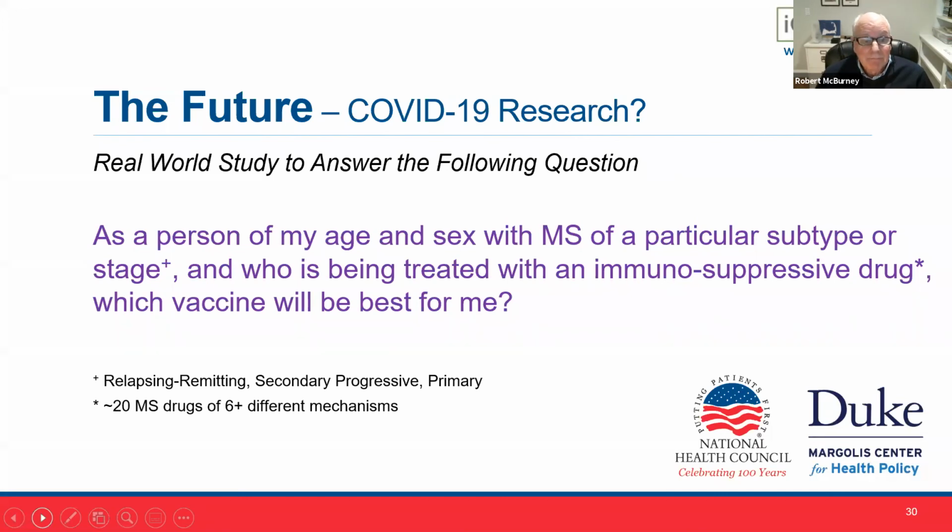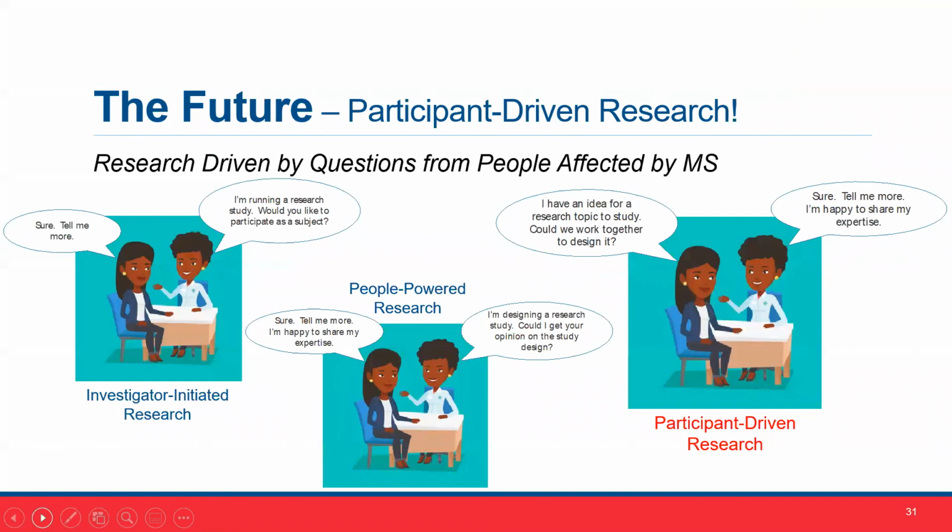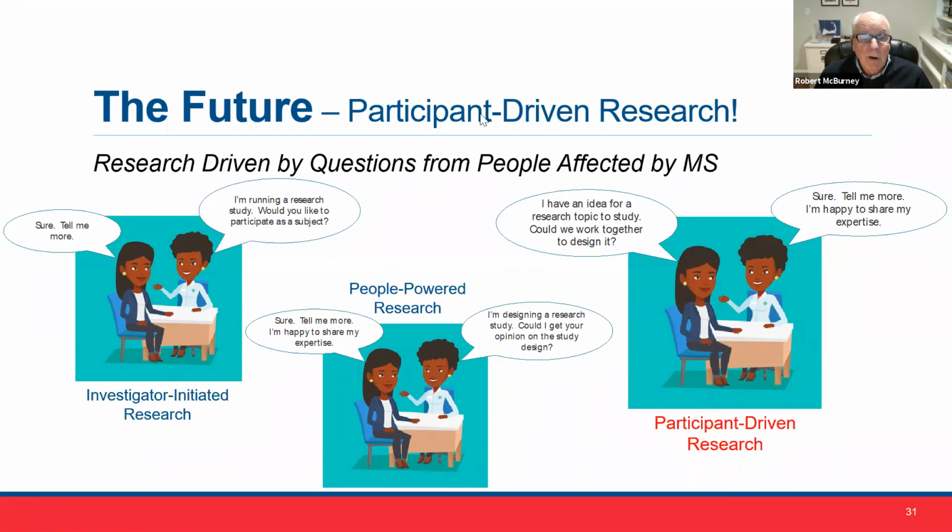Next slide, please. And something that Vanessa mentioned as well, which is what we refer to as participant-driven research. I give 3 examples here of different types of research. 2 of them we're quite familiar with, investigator-initiated and people-powered. But we are just about to launch, with PCORI support, a true, authentic, participant-driven research comprehensive system. And I think this is a very exciting development for the community as well.